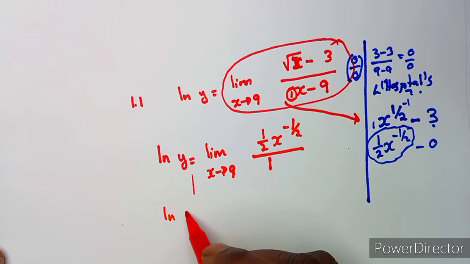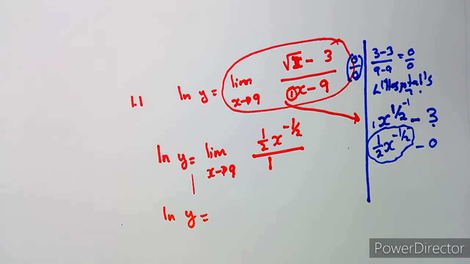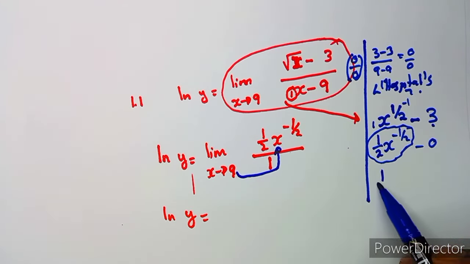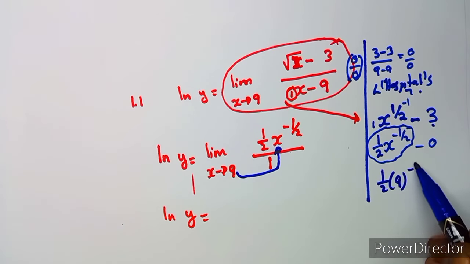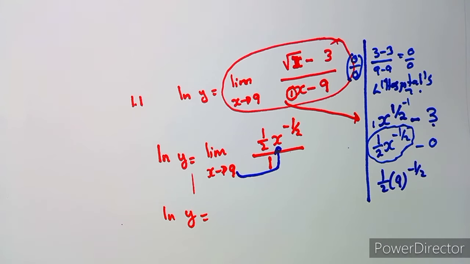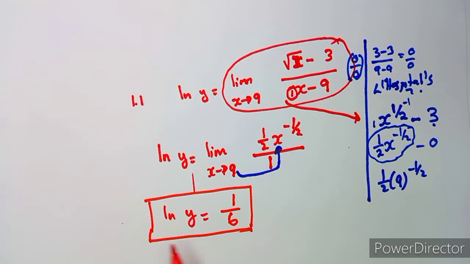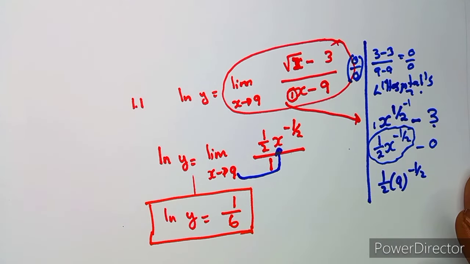So that means my ln y is going to be equal to, now I can substitute the value of x, because as you can see, this one is now direct, guys. In place of x, substitute 9. So it's half of 9 to the exponent of minus half. This is over 1, so it does not have any effect. So this is going to give us 1 over 6. So that's what you're going to have. This is the number that is representing ln y. So that is your ln y. ln y is equal to 1 over 6.